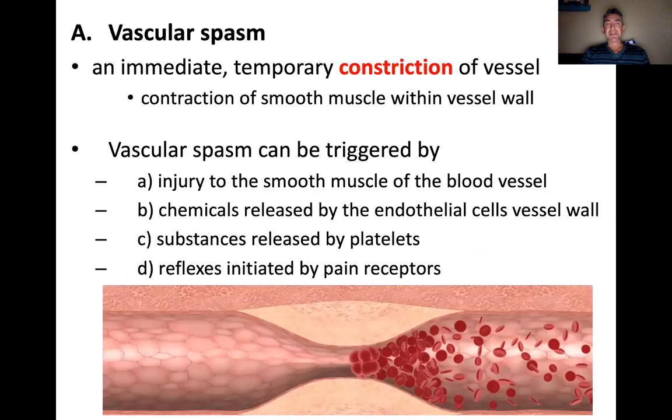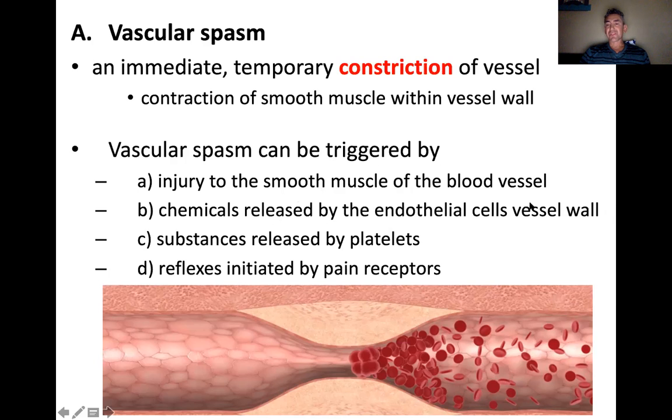So vascular spasm, an immediate temporary constriction of the vessel, right? That vessel wall will constrict. So we have an injury, and I hope you can see how logical this is. If I have an injury here, if I can constrict, I will slow down the flow of blood to that area. The smaller the path, the slower and fewer cells are going to be passing through there. So we'll minimize the loss of blood in that situation. We're going to talk a lot more about this when we define the anatomy and physiology of the vessel wall, but for now, blood vessels can vasodilate, get bigger, or vasoconstrict, get smaller. That is due to the smooth muscle. And smooth muscle, if it's injured, triggers this spasmic process.